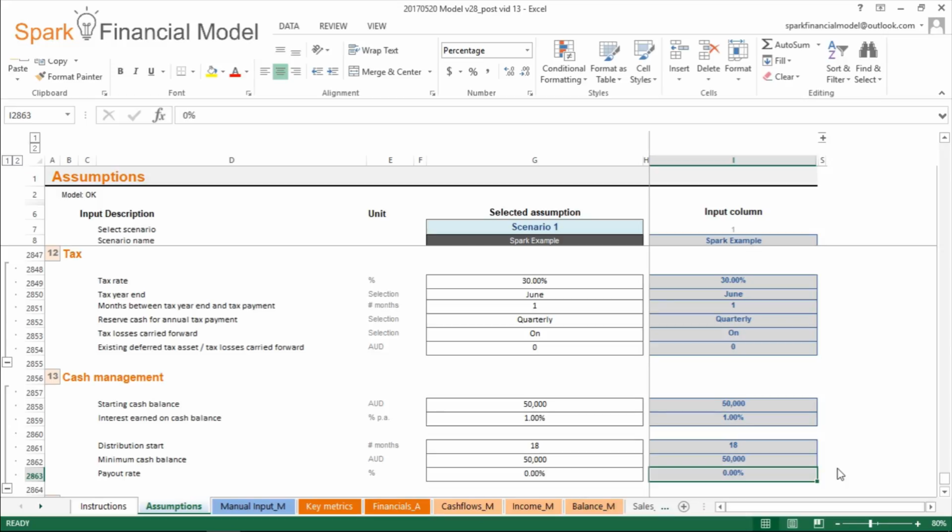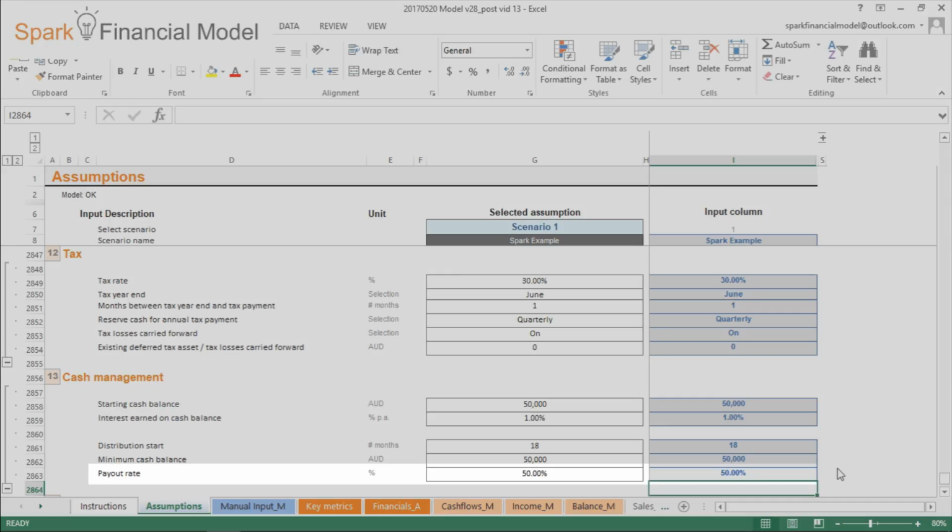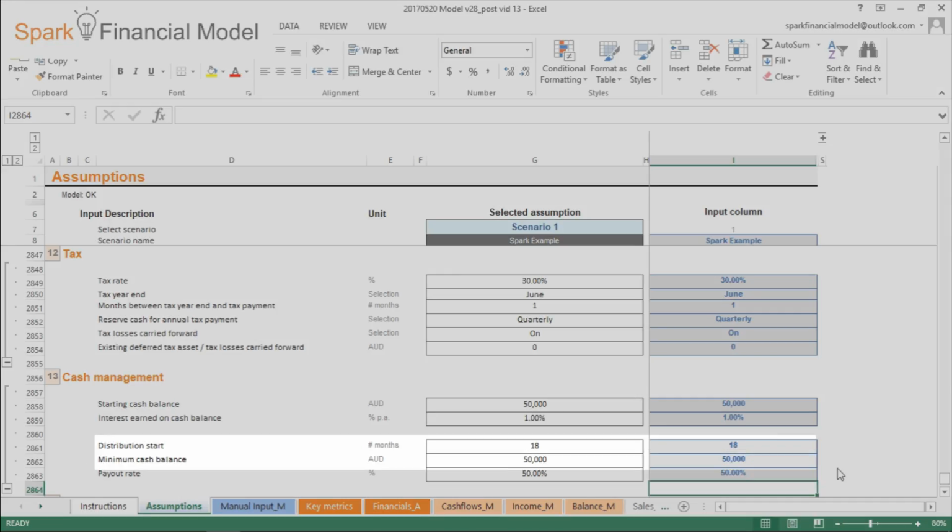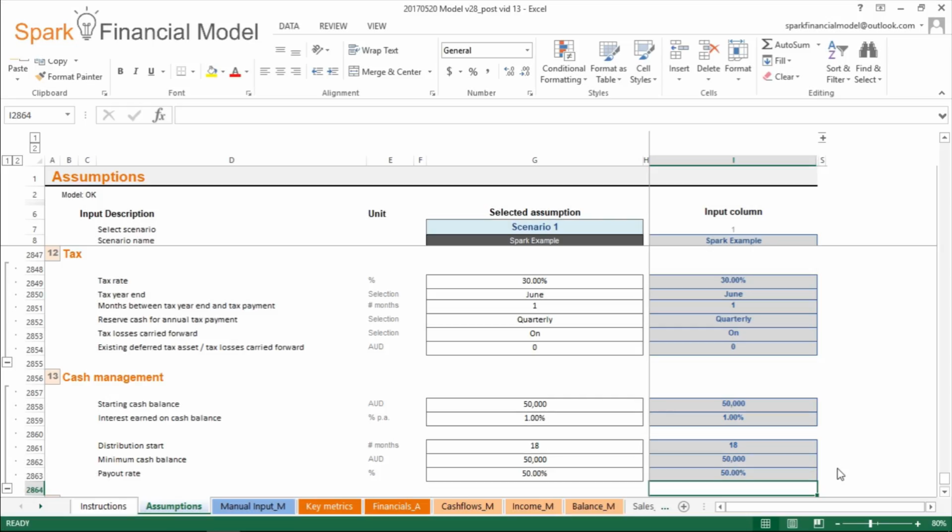Lastly, you can set a payout ratio, meaning what proportion of free cash will be distributed to owners, with 100% meaning all of it. Let's set it at 50% here. Note, even if you set the payout ratio to 100%, the model will only pay owners if the previous two conditions are not breached.